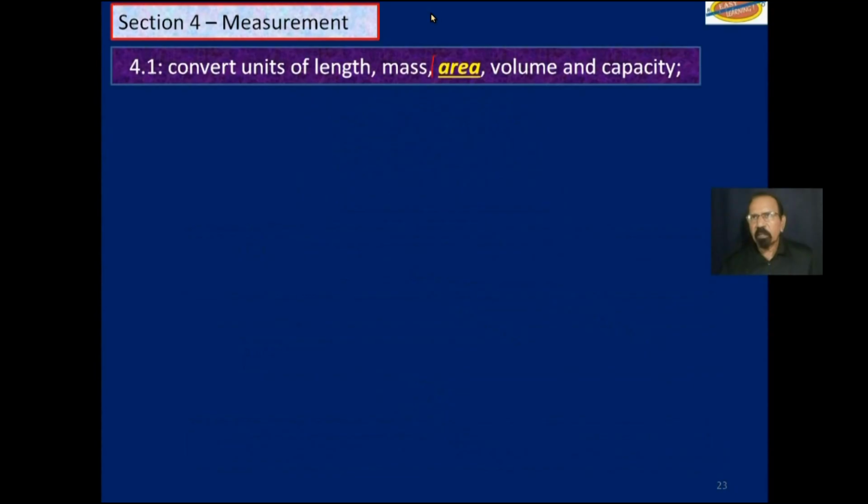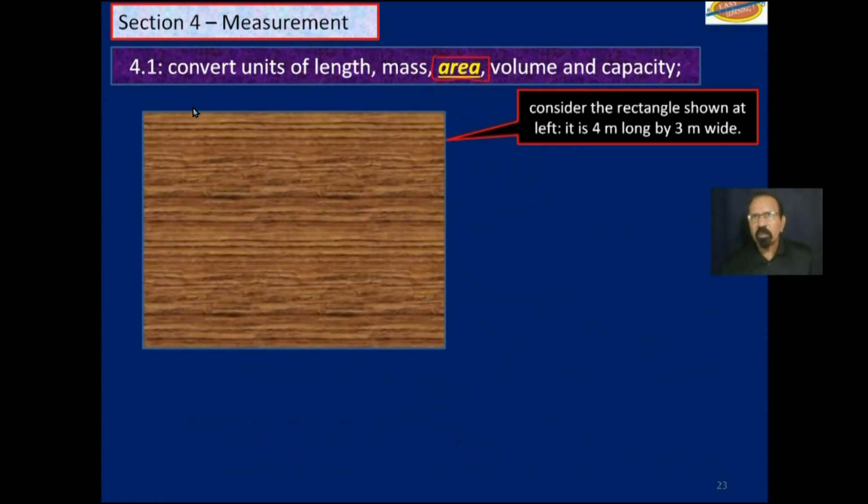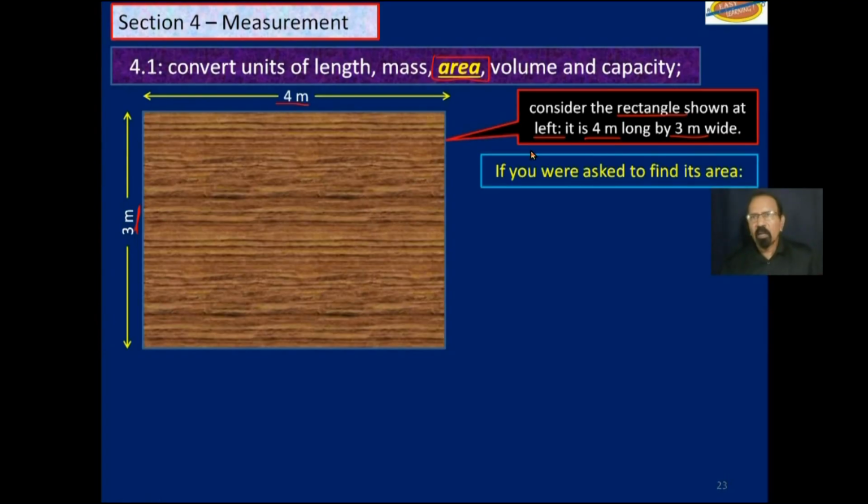Now we continue with area. Consider this rectangle shown at left. It is 4 meters long by 3 meters wide. If you are asked to find its area, and you would have learned this way back in grade 3 or grade 4, you will say area is equal to length times breadth. You will multiply the 4 meters by the 3 meters, and you will get an answer of 12 square meters.